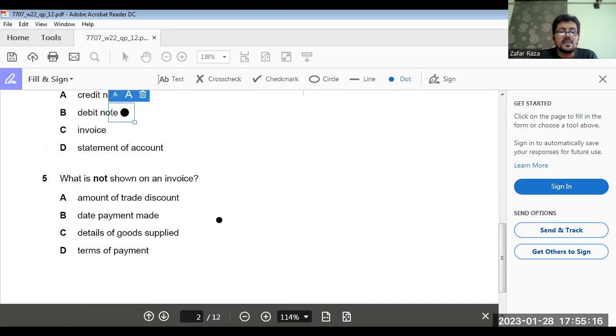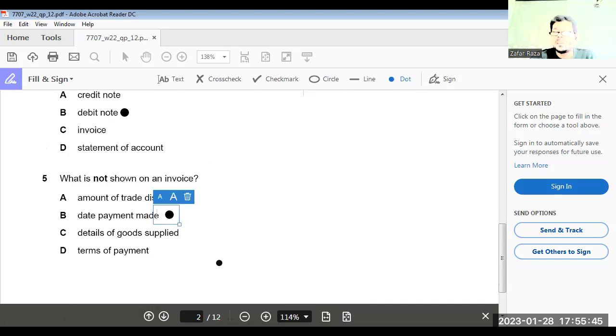Which is not shown on an invoice? Amount of trade discount, date payment made, details of goods supplied, terms of payment. Now, amount of trade discount could be shown. Details of goods supplied must be shown. Terms of payment could be shown. But date of payment at the time of making invoice, nobody can show, because we don't know when our buyer is going to pay, within discount period or after discount period. Getting my point clear?